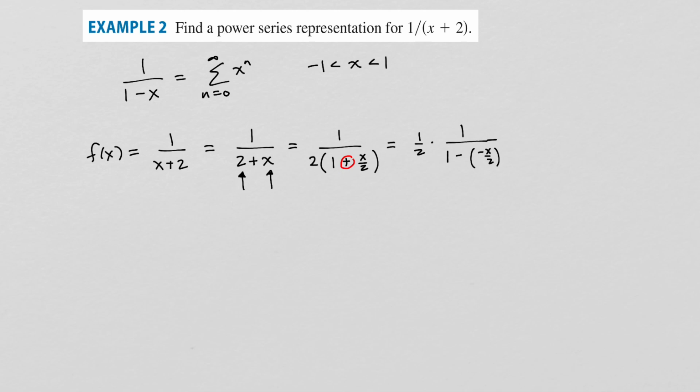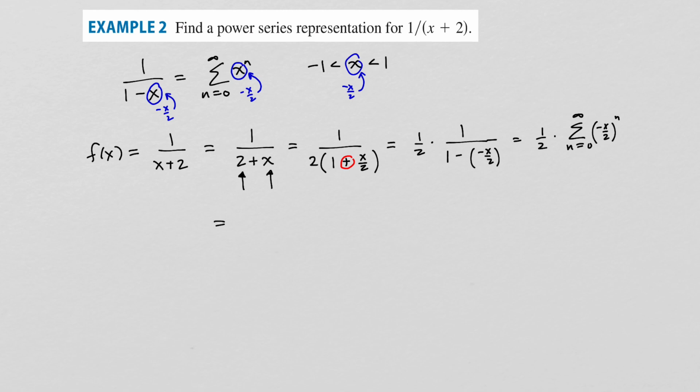And so you should see here that this looks very much like this. The only difference is instead of having an x here, I have negative x divided by 2, which means I'm going to plug negative x divided by 2 in for here, and I'm also going to plug negative x divided by 2 into here. So to get the series, don't forget the 1/2. So we have 1/2 times the summation n equals 0 to infinity, and then negative x over 2 is going to replace x here. And so that is negative x over 2 quantity to the n.